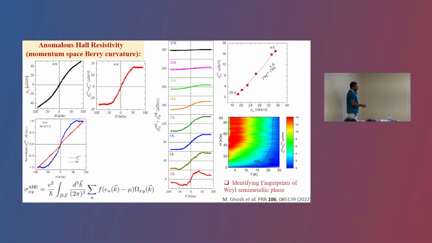Yeah, so this confirms a fingerprint. This anomalous Hall resistivity measurement gives some identification, or some feeling, of the presence of Weyl points in the material. That means it confirms the fingerprint of the Weyl semimetallic phase in this particular compound.